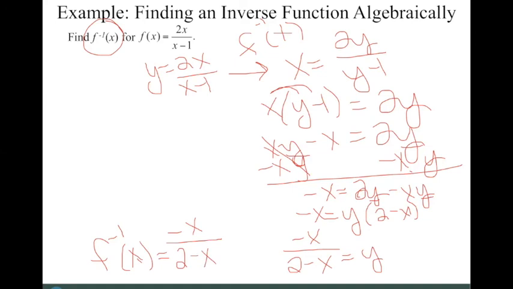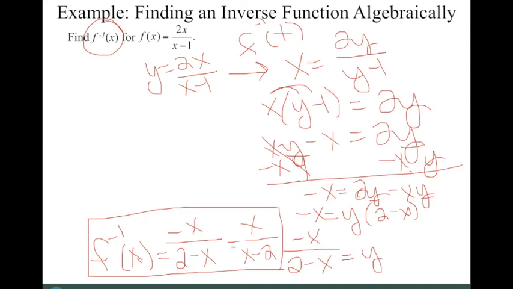Now, if you had solved this a little bit differently, you might get a different looking equation, but it should be equivalent. So you could also have ended up with x divided by x minus 2, because that's just an equivalent way of writing the same function. So switch your x and y. That changes you from working with f of x to working with f inverse of x, and then solve for y. Find that implicit function. That new function that you found is the inverse function.